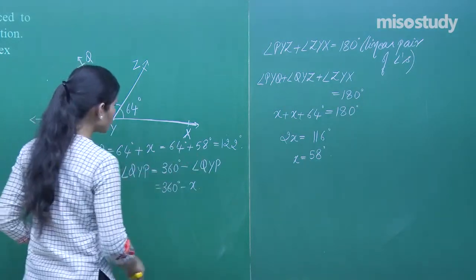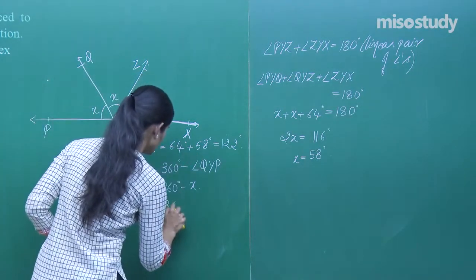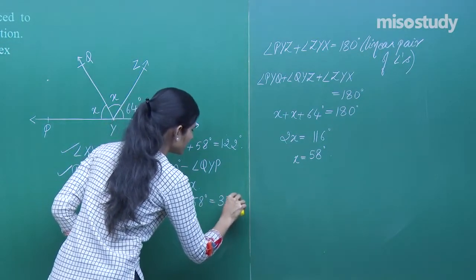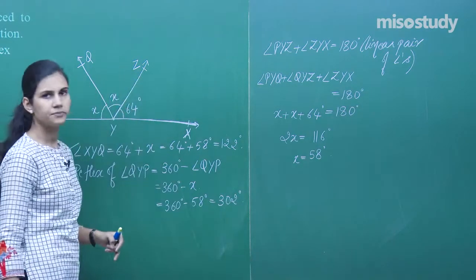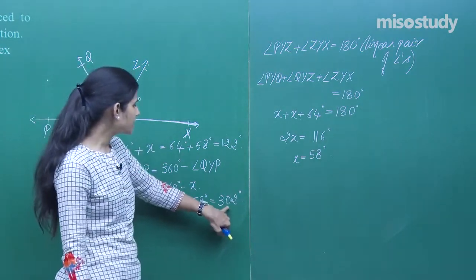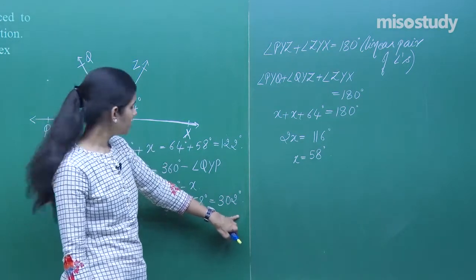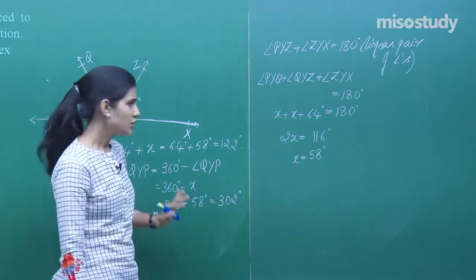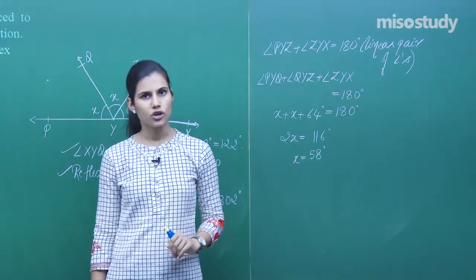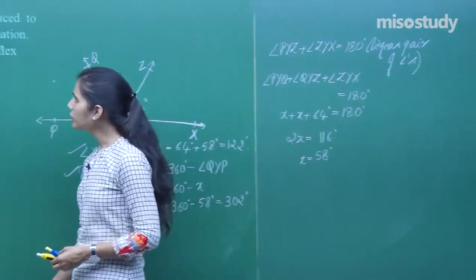Then you have reflex of QYP, which is 360 minus 58, which is 302. Isn't it? 360 minus 58, which is 302. So I have got both the things that I needed with this concept. Let's move forward and look at the next question.